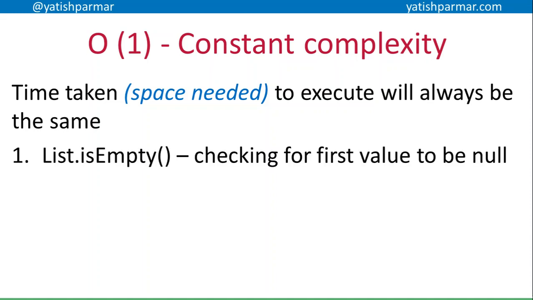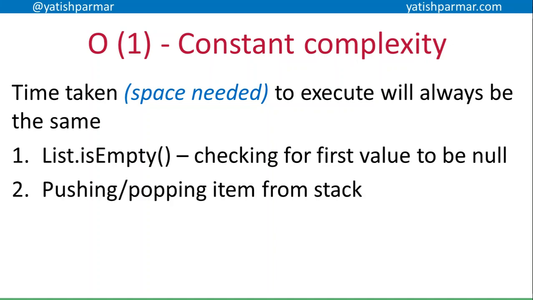So the examples of this are things like checking to see whether a queue is empty. It doesn't matter whether there's 100 items in the list or no items in the list. Checking to see if the first value is null or not is always going to take exactly the same amount of time. Similarly, if you want to push or pop an item from the stack, it's always going to take the same amount of time regardless of how large that stack is.